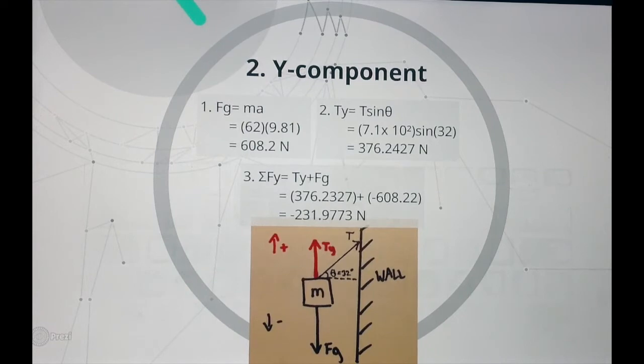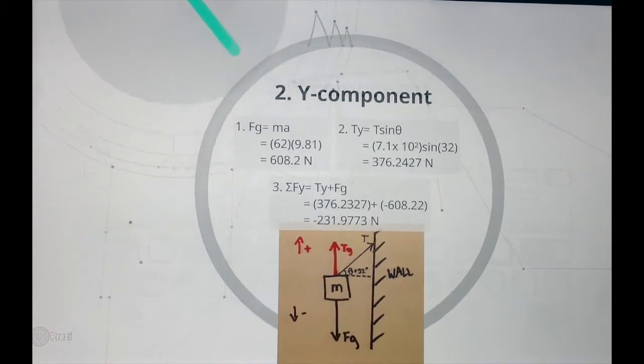To find the total value in the y components, we add the two components together. At this point, we establish up is positive and down is negative. Therefore, force of gravity is negative. This gives us a final value of negative 231.9773 newtons in the y components.